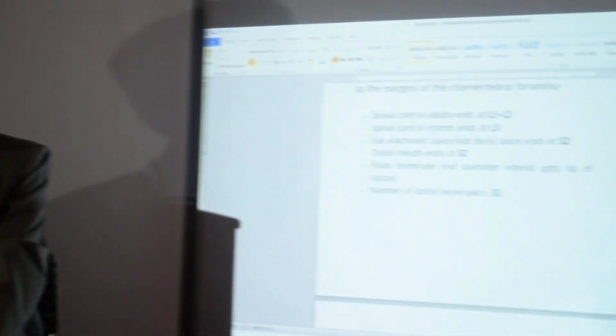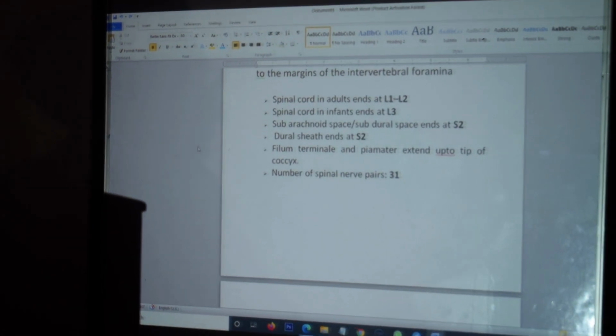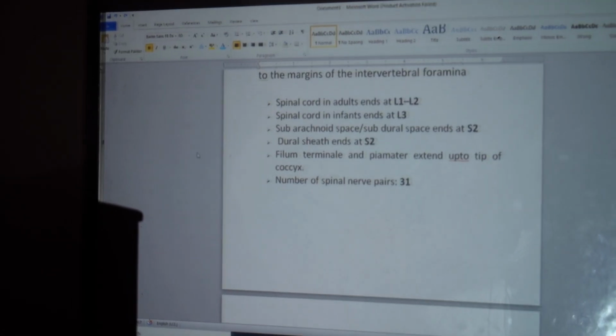Now, what are some of the important facts which are asked about the spinal cord? You have to remember that there's a relative disproportion between the termination of the spinal cord in infants and adults. In adults, the spinal cord ends at the L1, L2 level, and in infants it ends at the L3 level. Now, important, the spinal cord is a part of the nervous system, and you have the meninges associated with the spinal cord as well as the brain.